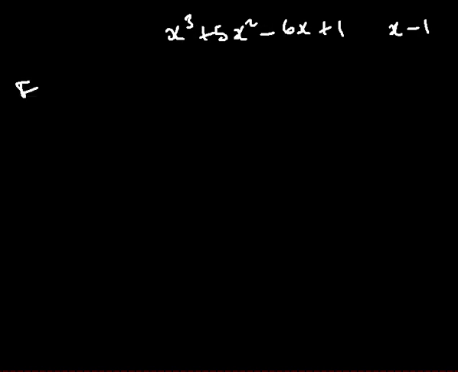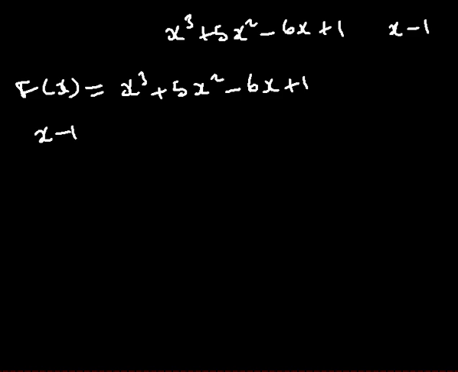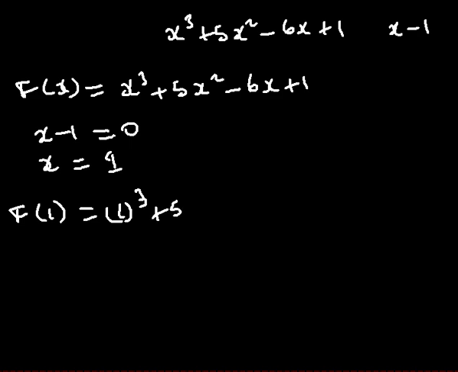First, we have to express this as a function. Hence we'll have f of x is equal to x to the power 3 plus 5x squared minus 6x plus 1. We should also know that x minus 1 equal to 0 means x is the same as 1. Then we'll have f of 1, that is 1 to the power 3 plus 5 of 1 to the power 2 minus 6 of 1 plus 1.